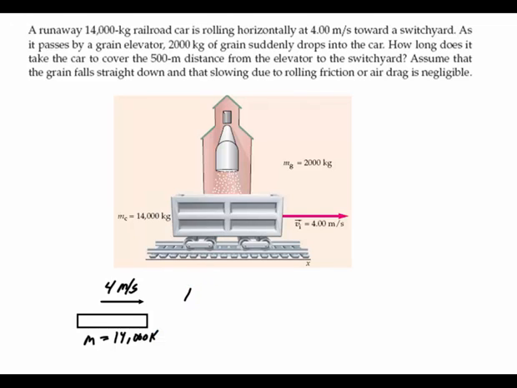So P initial, with a vector symbol, will equal the mass, which is going to be 14,000, times the velocity, which is going to be 4. And that's going to give me a value of 56,000, and that will be in kilograms times meters per second. And again, I'll go ahead and just show this as a vector too. This will be my velocity, and this will be a vector quantity here.